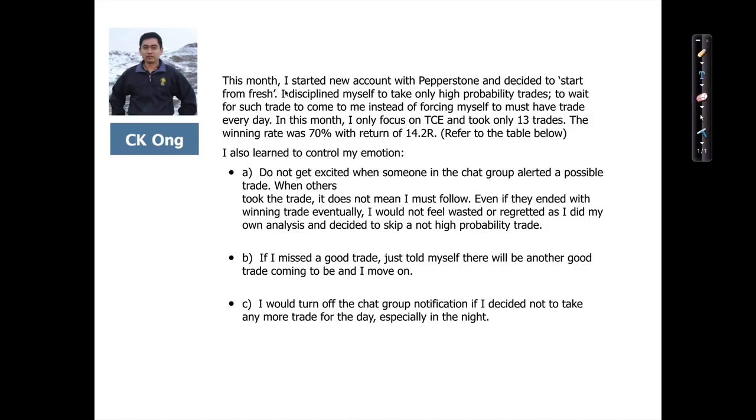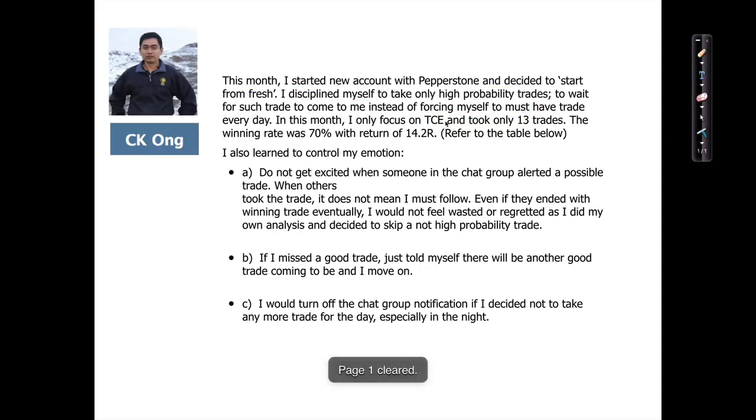And it says, this month I started my new account with Pepperstone and decided to start from fresh. I disciplined myself to take only high probability trades, to wait for such a trade to come to me instead of forcing myself to take a trade. That's what I said. This month, I only focused on TCE and took only 13 trades for the month. The win rate was 70% with a return of 14.2R.